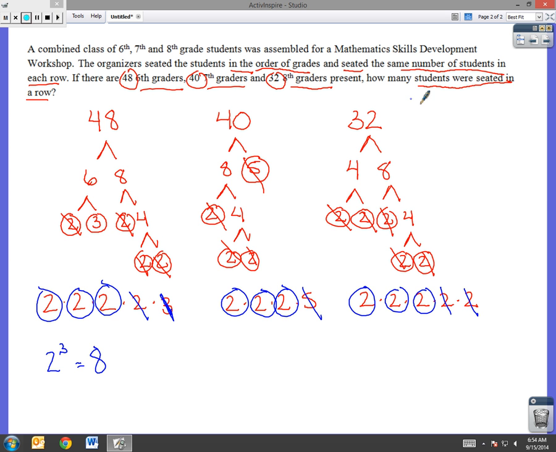What that means is that's how many students are seated in each row. There are 8 students seated in each row. If I sat the 6th graders in rows of 8, that would give me 6 rows of 6th graders. If I sat the 7th graders in rows of 8, that would give me 5 rows of 7th graders. And if I sat the 8th graders in rows of 8, that would give me 4 rows of 8th graders.